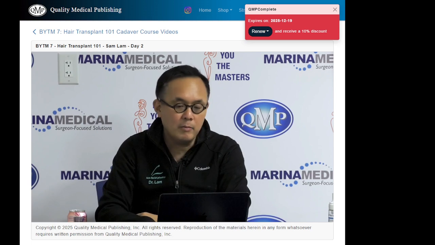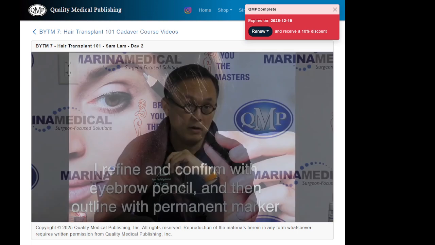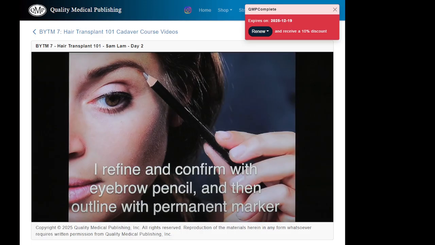Let me check it in a mirror. That's the one time I give the pencil over. I do not give it for hairlines. I do not give it for anything but eyebrows. But I find it much better for them to draw the initial design.